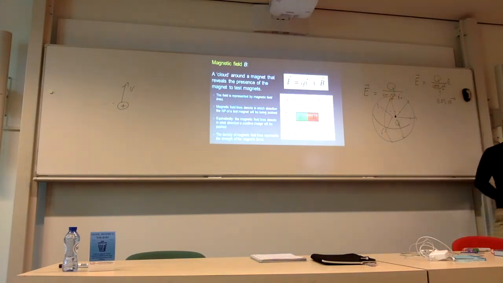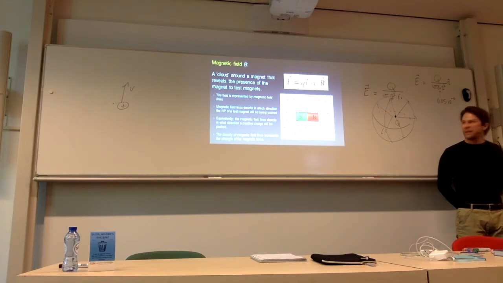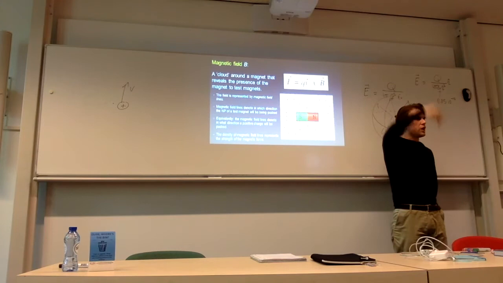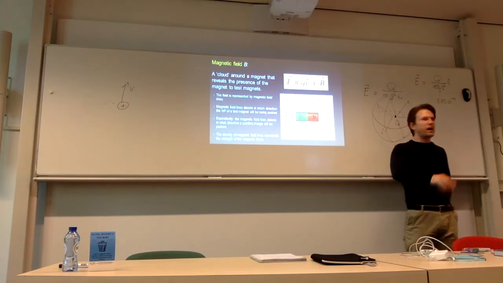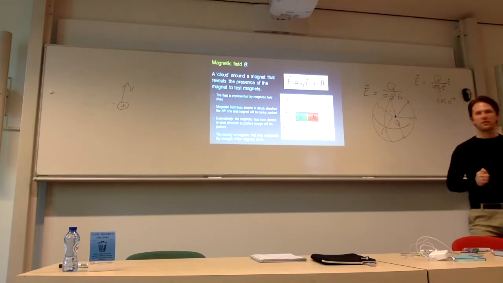Now, what do these fields look like? Here it is. They're closed. Electric fields point outward, always. Magnetic fields always close in on themselves. They go back to the object where they came from. Why? Let's just call it experiments from now on. This comes out of the experiments.